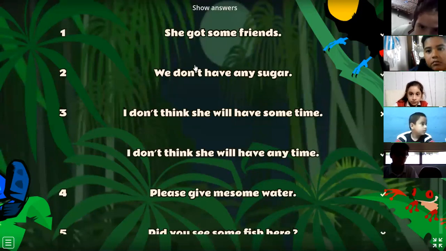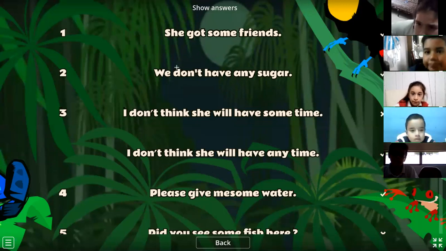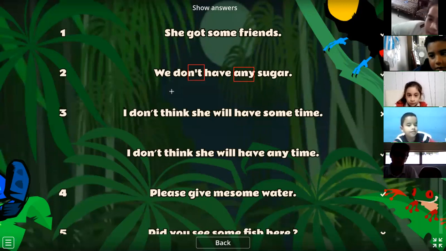Okay, here we have the sentence, right? Remember, most of the time we use some with affirmative sentences and any for negative and question. Esa es la regla general, ¿verdad? Pero hay ciertas excepciones. Utilizamos any para oraciones negativas. ¿Cómo sabemos que es negativa? Aquí tenemos una pauta que nos indica que está en negativo, ¿verdad? El not. We don't have any sugar. Oración negativa.